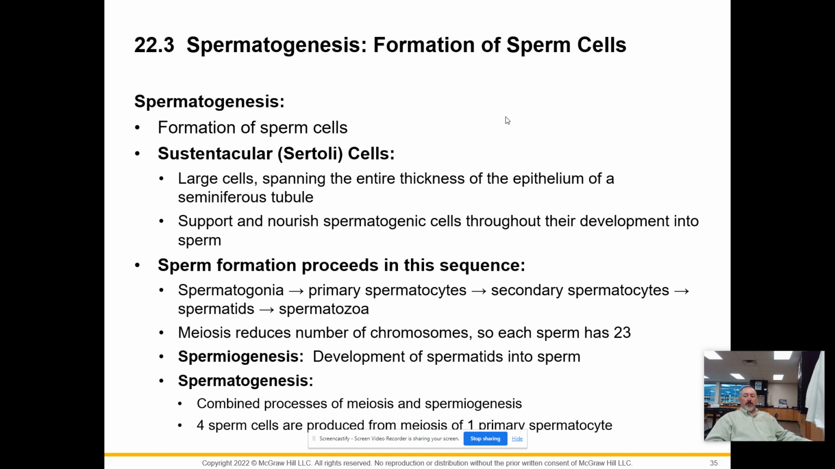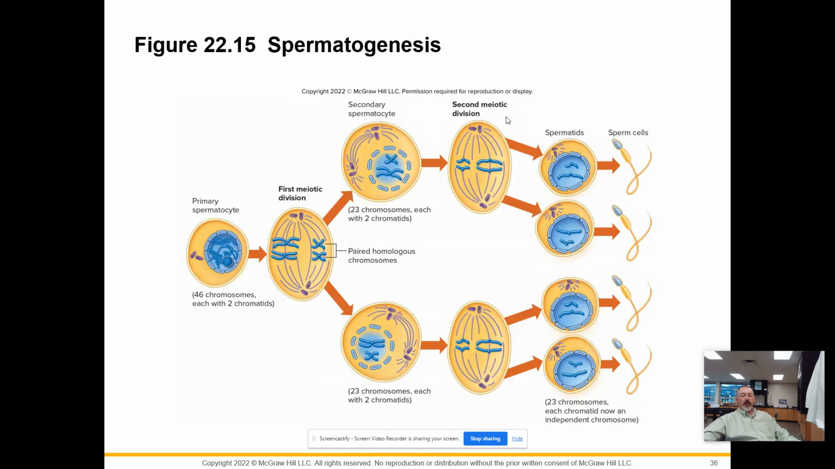So, the development of spermatids into sperm is called spermiogenesis. Genesis is the creation of, so this is the creation of sperm. So, spermatogenesis combines the processes of meiosis and spermiogenesis. 4 sperm cells are produced from the formation through meiosis. So, let's take a look.